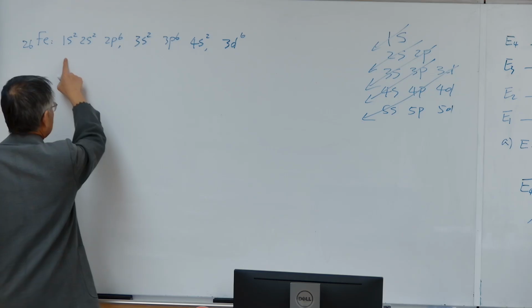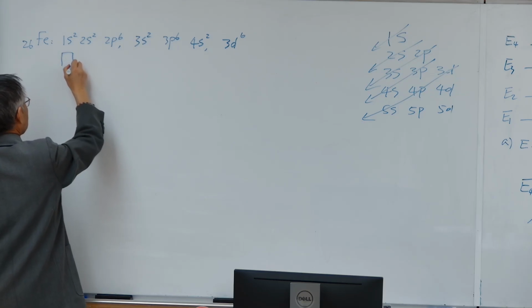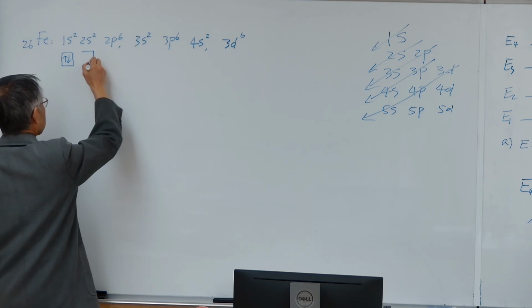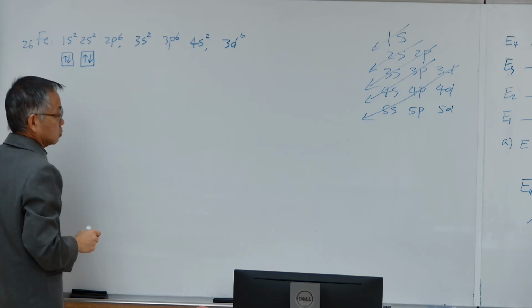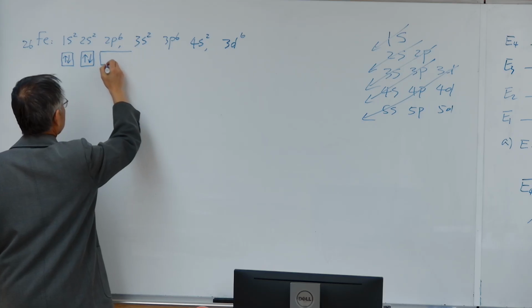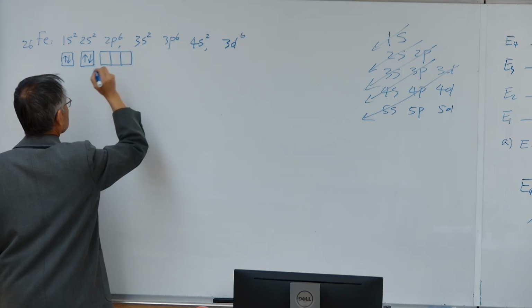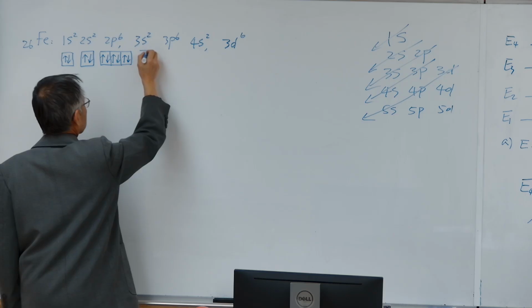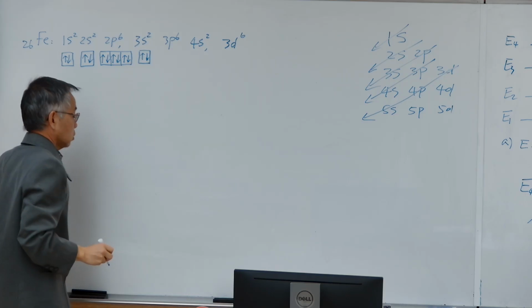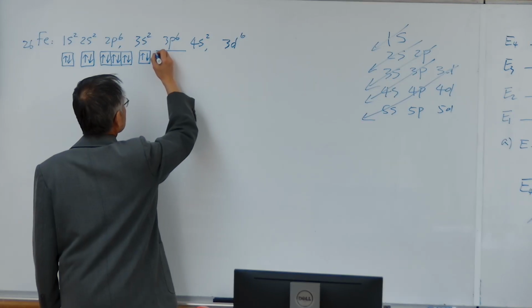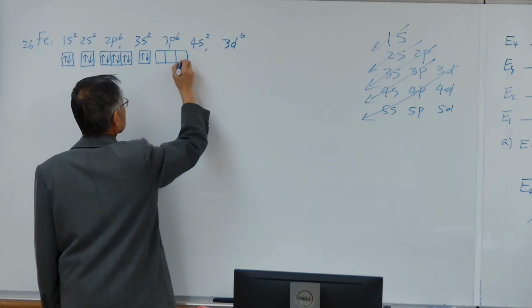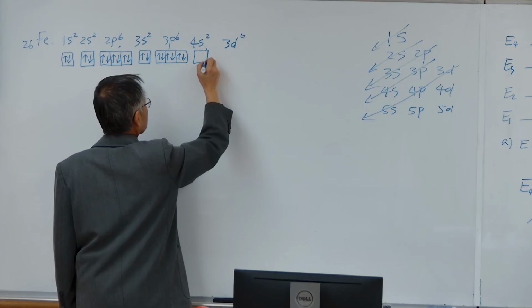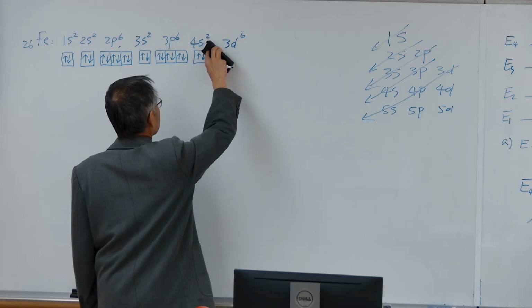Then the orbital diagram goes right underneath the electron configuration. 1s has only 1 orbital, 2 electrons in opposite spin direction. 2s also has 1 orbital, 2 electrons in opposite spin direction. 2p has 3 orbitals, 6 electrons, each orbital holding 2 electrons in opposite spin direction. 3s, 1 orbital, 2 electrons. 3p, 3 orbitals, each holding 2 electrons. 4s, only 1 orbital holding 2 electrons.